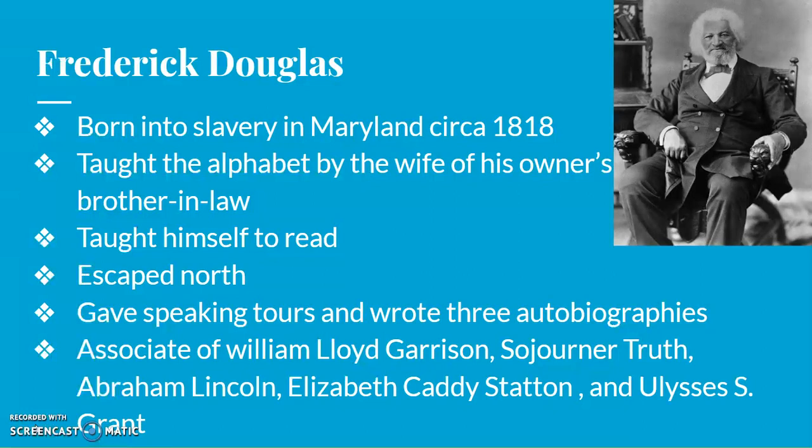He later escaped north, moved to Massachusetts, and there he began giving speaking tours and wrote 3 autobiographies. He was an associate of William Lloyd Garrison, Sojourner Truth, and later on Abraham Lincoln, Elizabeth Cady Stanton, and Ulysses S. Grant. He was one of the more prominent intellectuals in the movement and gave several speeches in England and Ireland. He also later met several prominent Irish nationalists during his time there, but since this is not a global course, we are not going to touch upon these meetings.